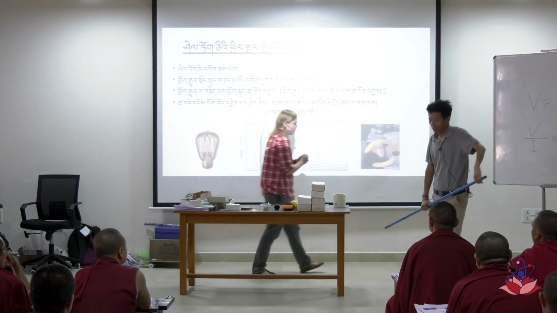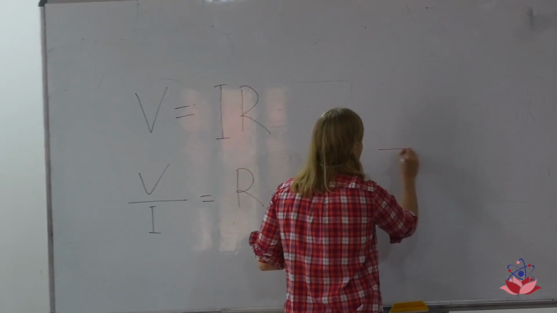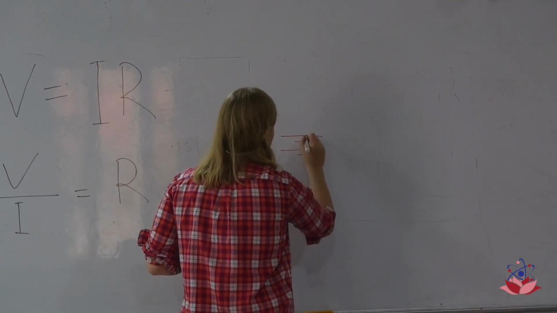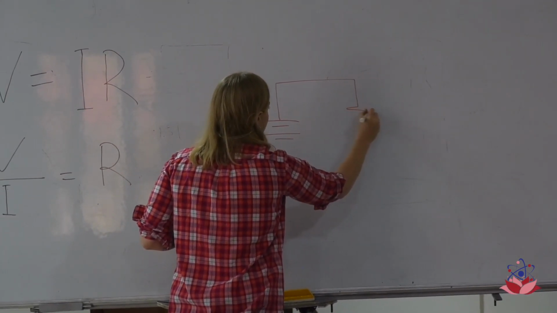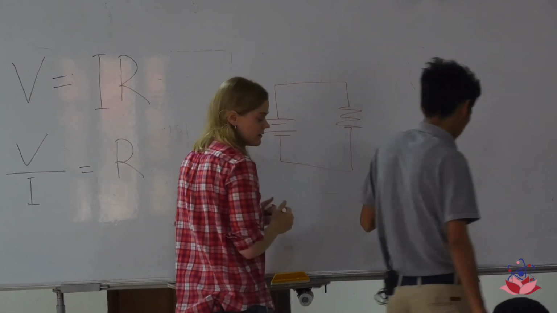So these are constant resistance resistors, and if we had a circuit diagram, we would always symbolize a resistor using this squiggly symbol.